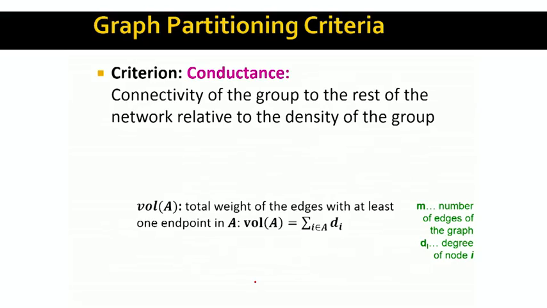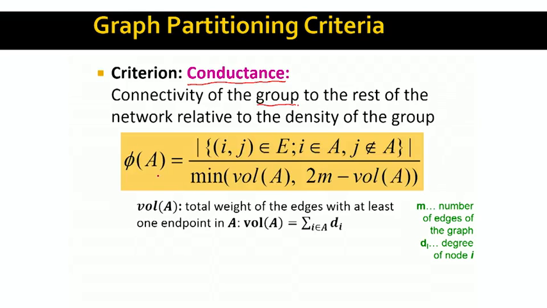So a fix that helps here is a metric called conductance, right? Conductance is a way to incorporate the connectivity of the group to the rest of the network relative to the internal connectivity of a given group. So the way we will do this is the following. We will define a notion of conductance of a given set A. We denote conductance with a Greek letter phi. And conductance is very simple. All it is doing is, first we count the number of edges where one endpoint is in the set A and the other endpoint is outside the set A. This is nothing else than the cut of the set A, right?